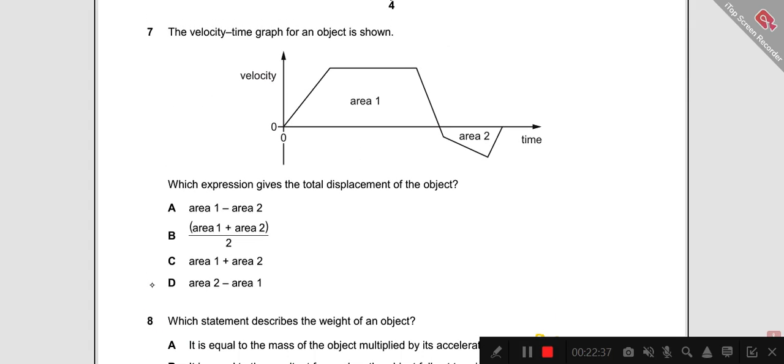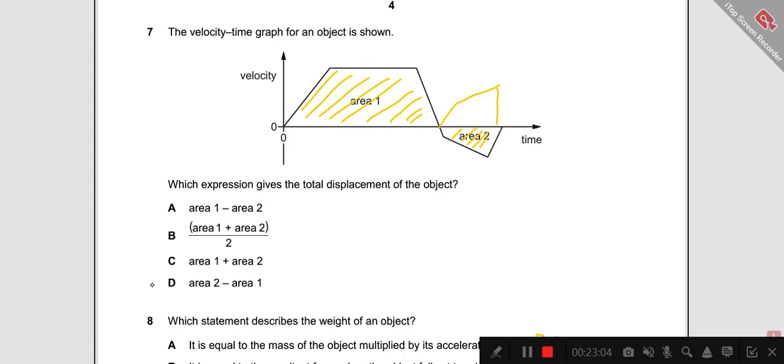And then the velocity time graph for an object is shown. Which expression gives the total displacement of the object? We have studied that the area under the velocity time graph gives us displacement, right? So one displacement will be this, and then another displacement will be this. The resultant displacement or the total displacement would be the difference of these two. Had they been in the same direction, we would add them to get the total displacement.